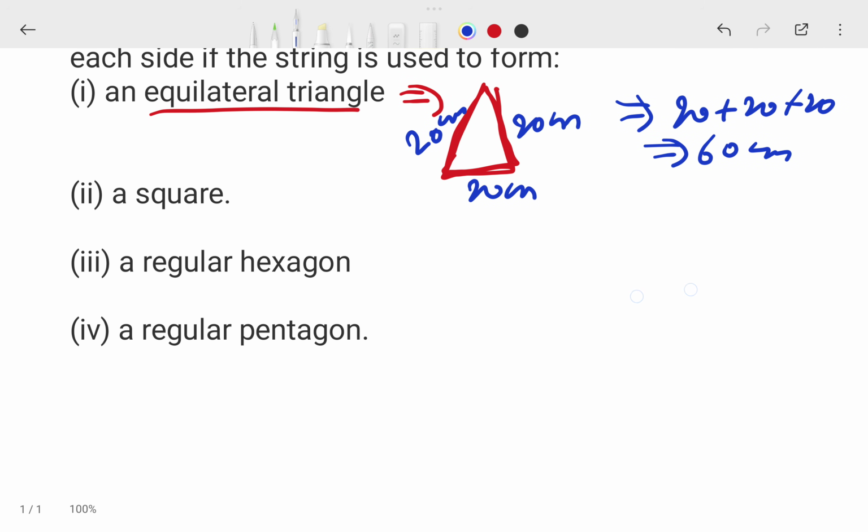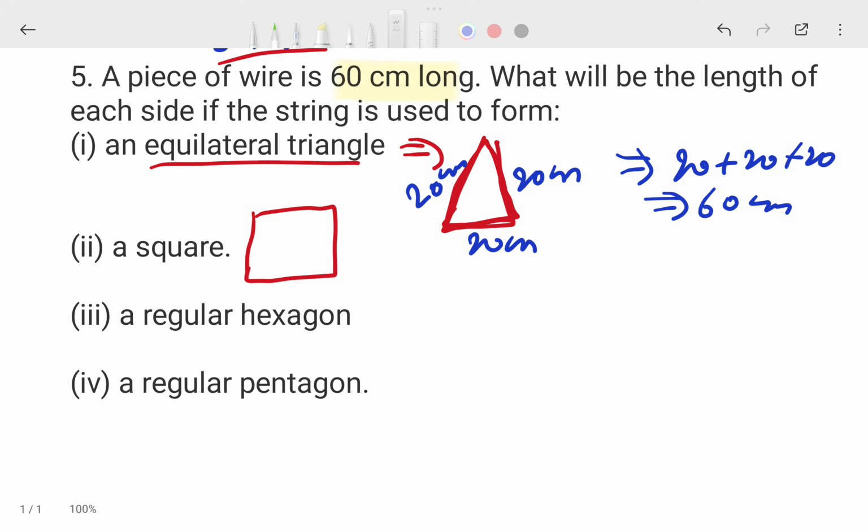Now this second question says there is a square. A square also has all sides equal. If one side is 4, the others are also 4. If it is 5, they are also 5. So this is given as a square here. In this square, we have to divide the 60 centimeters among the 4 sides, 1, 2, 3, 4. How will you divide 60 among 4 sides?